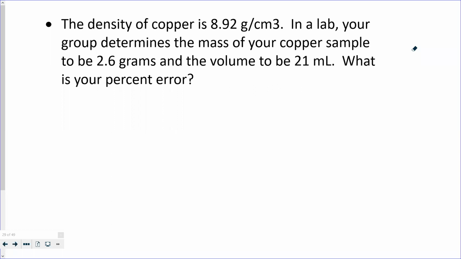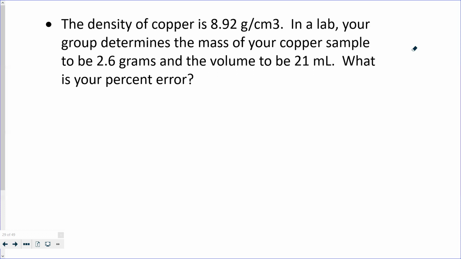All right, so here's an example problem for percent error. It says the density of copper is 8.92 grams per cubic centimeter. In a lab, we determine the mass of a copper sample to be 2.6 grams and the volume to be 21 milliliters. What is our percent error? The reason that volume's in milliliters is a lot of times we will do water displacement to measure volume of something that's in a regular shape. Because remember, a milliliter and a cubic centimeter are the same thing.